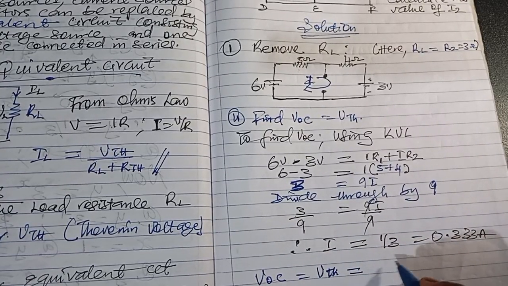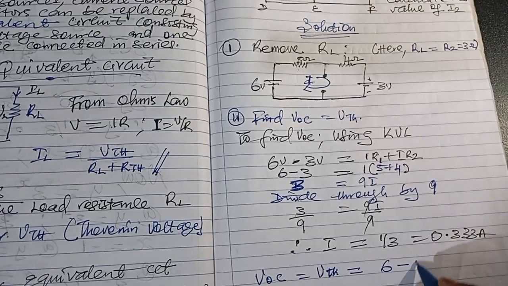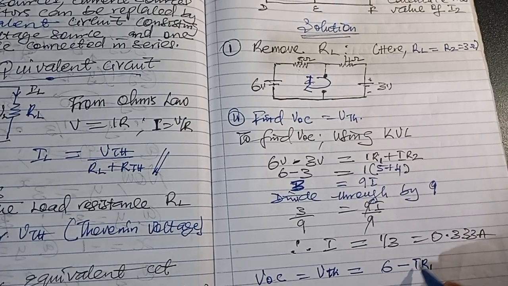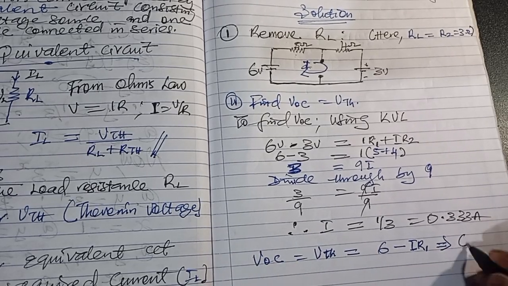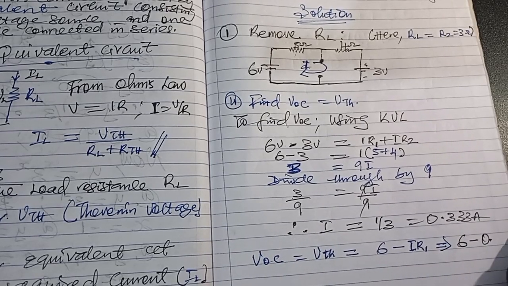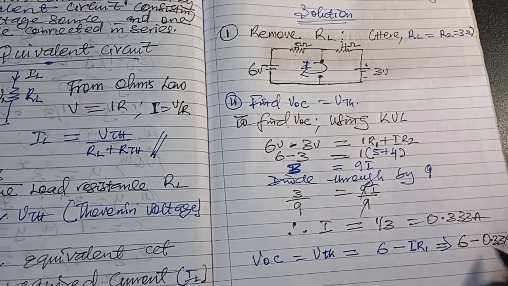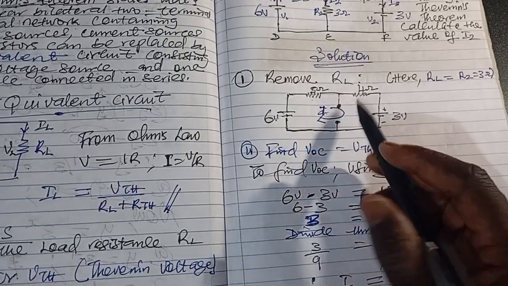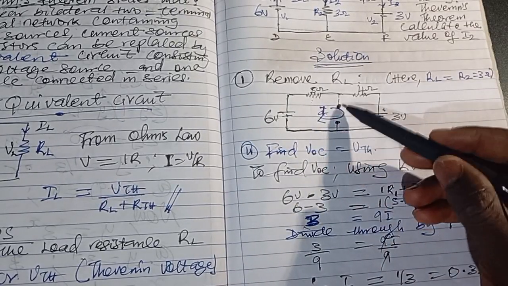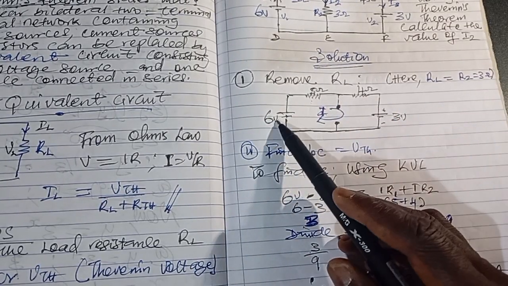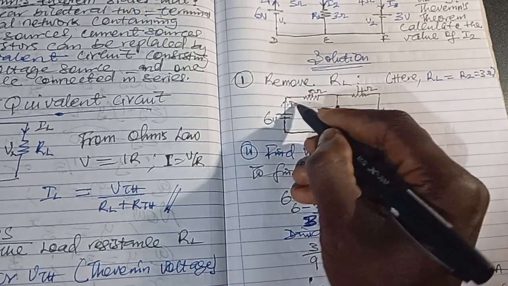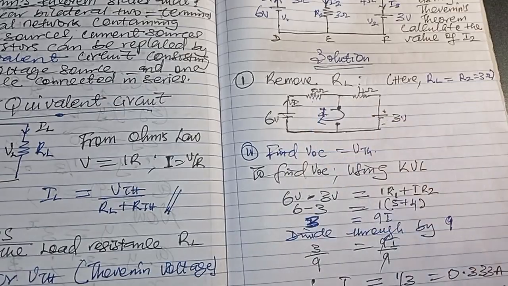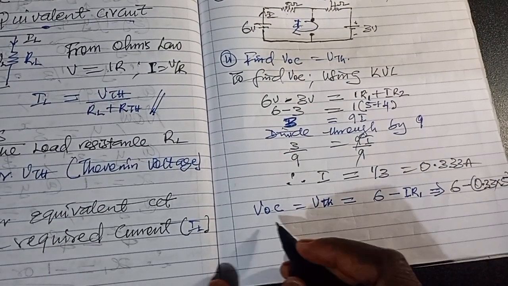Alright, now our VOC, which is VTH, is equal to 6 minus I R1. This will give us 6 minus 0.33 multiplied by 5. So what am I trying to do? If you check here, the voltage drop across this branch will now be this source voltage minus the voltage drop in R1. So that is what I'm trying to do here.